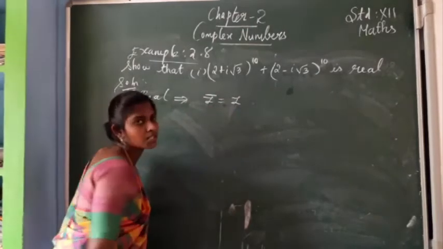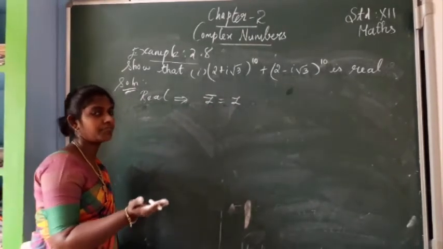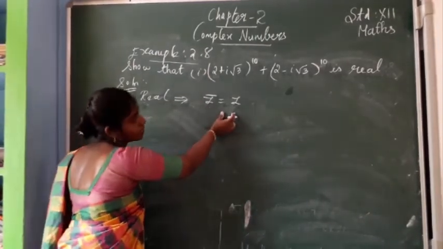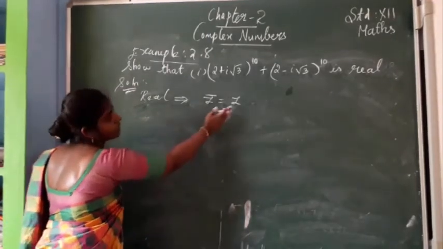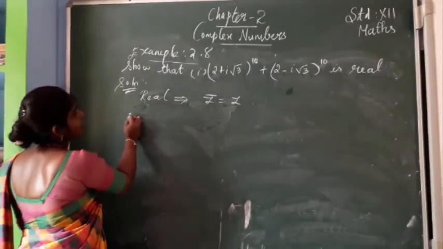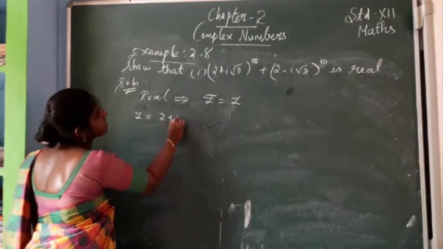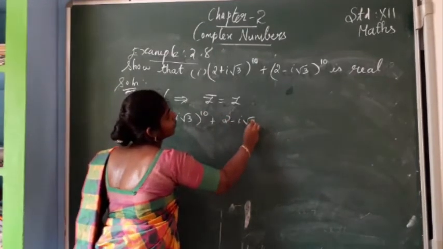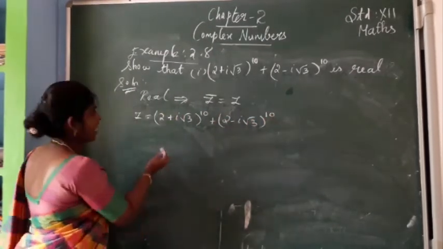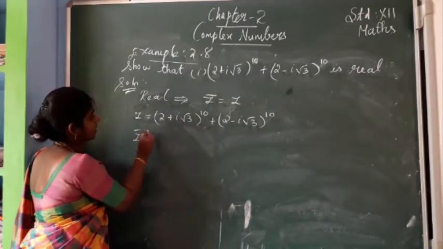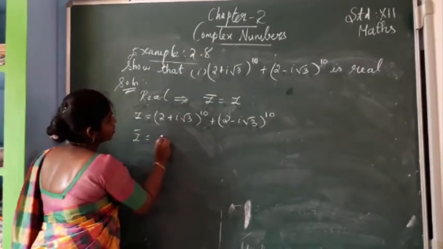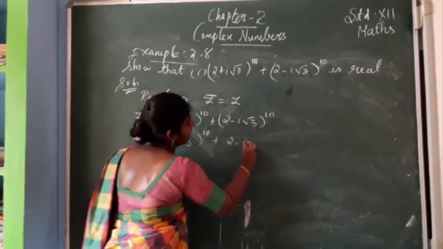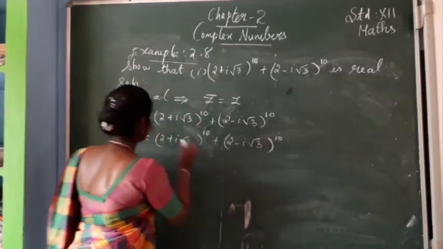You have to prove z bar is equal to z. The 8th property I have given in the previous class: if z is real, then z bar is equal to z. So you have to prove z bar is equal to z. So z equal to (2 plus i root 3) the whole power 10 plus (2 minus i root 3) the whole power 10. You have to take the conjugate, that is z bar equal to ((2 plus i root 3) the whole power 10 plus (2 minus i root 3) the whole power 10) the whole bar.